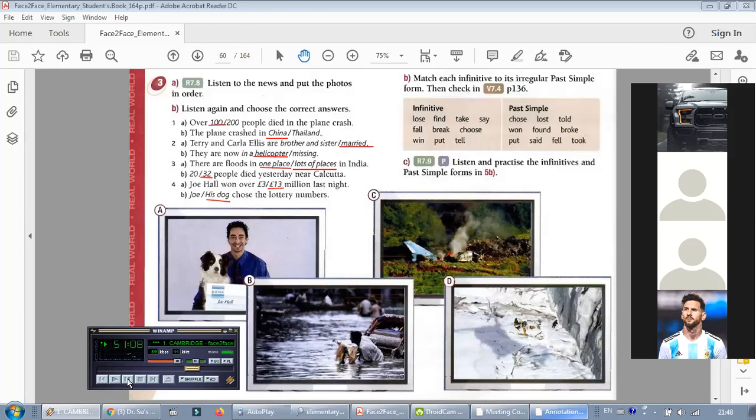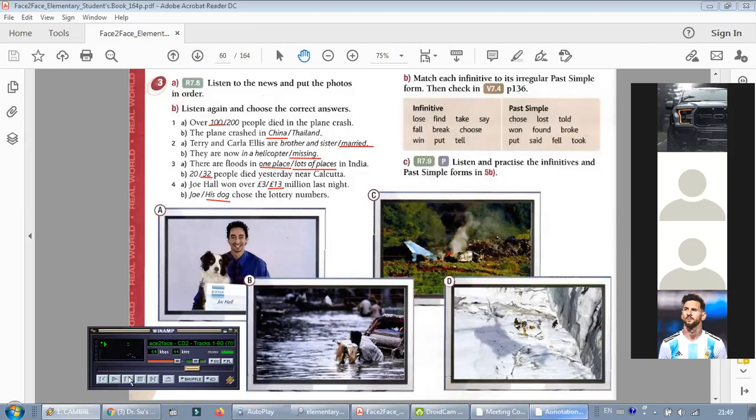So Terry and Carla Ellis are married, correct? Because the woman said husband and wife. Mm-hmm. Yes. Oh, but they are now in a helicopter or they are now missing? Missing. They are missing. Yeah. And what is the helicopter doing? Search. Yes, correct. The helicopter is searching for them. It's looking for them. They want to rescue them, right? So the helicopter is searching the area. They are looking for them because they are missing. They're lost. Okay, now let's listen to the next part.